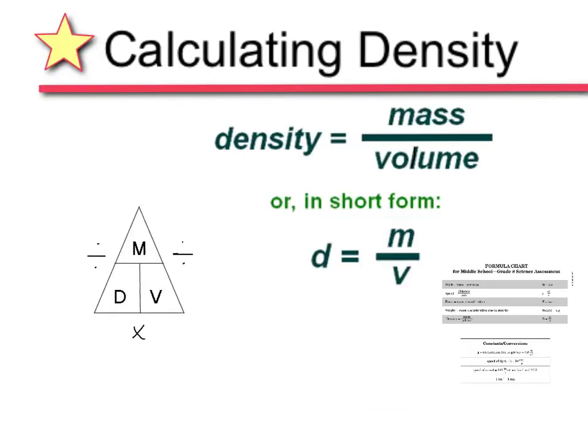So calculating density. If you will, can you do me a favor? Please write the formula for density. Density equals mass divided by volume, or in short form, D equals M divided by V. I'll give you a few seconds to do this in your notes.